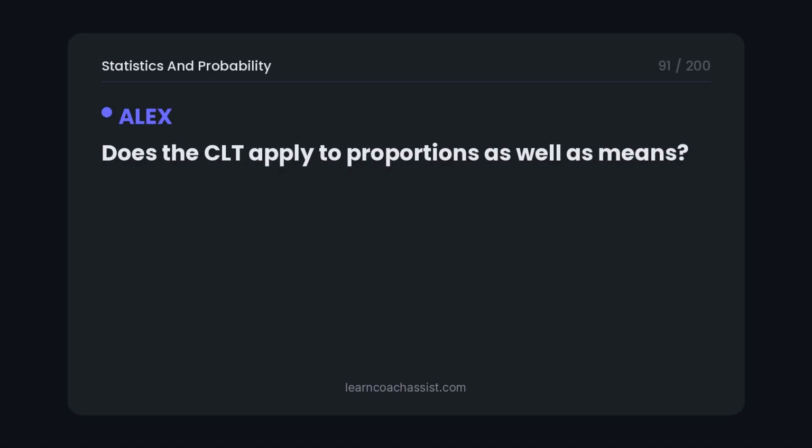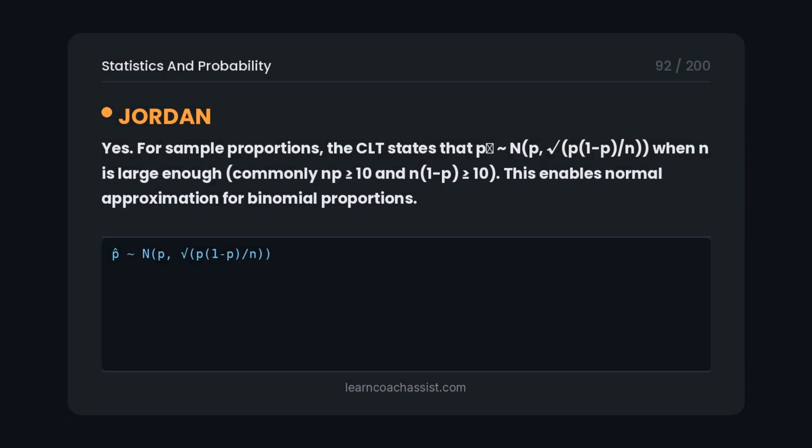Does the CLT apply to proportions as well as means? Yes. For sample proportions, the CLT states that p̂ ~ N(p, √(p(1-p)/n)) when n is large enough, commonly np greater than or equal to 10 and n(1-p) greater than or equal to 10. This enables normal approximation for binomial proportions.